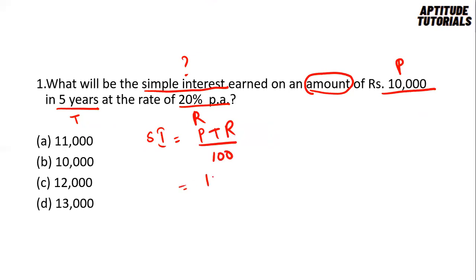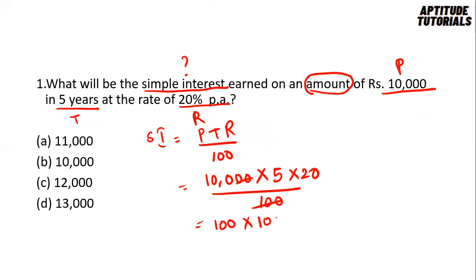So that is nothing but 10,000 is the principal. Time period is 5 years. Rate of interest is 20% divided by 100. So cancel out the values. 25s are 100. So 100 into 100. Simple interest is equal to 10,000 rupees. Option B, 10,000 rupees.